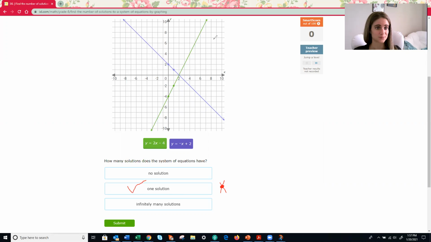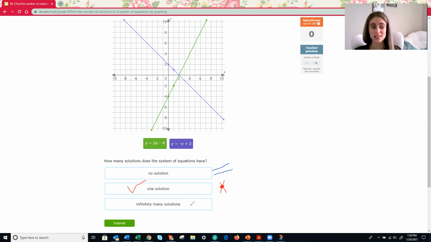No solution, well, if the solution is where the 2 points cross, if there's no solution, that means your lines don't ever cross. So it would be 2 sets of parallel lines where they never cross. That's what it would look like for a no solution.